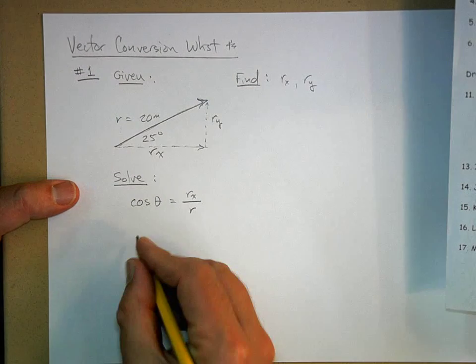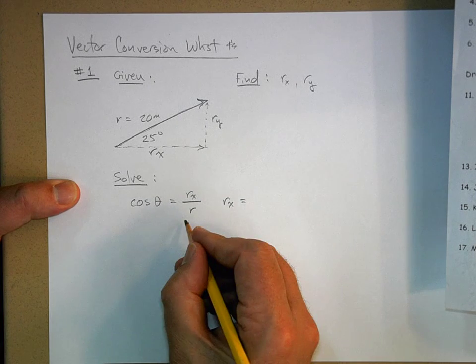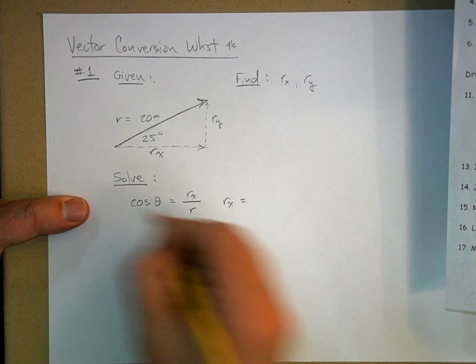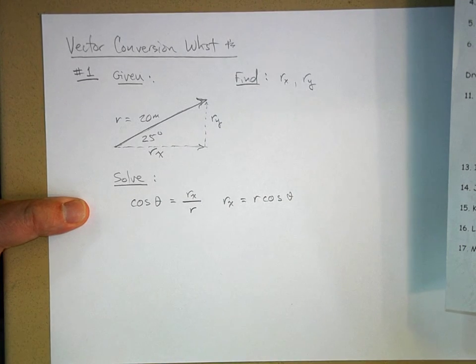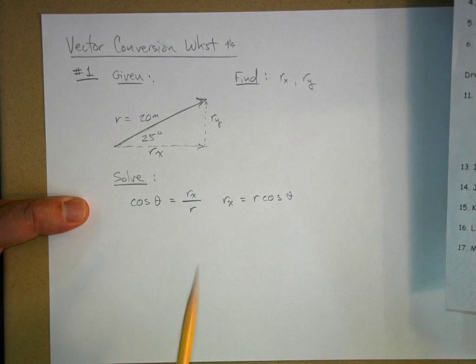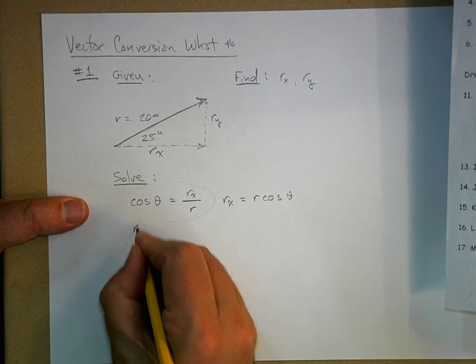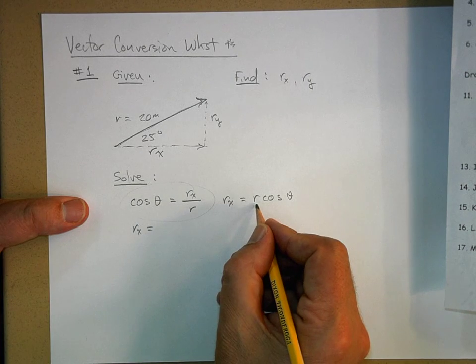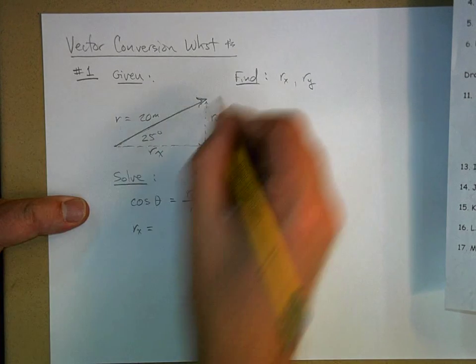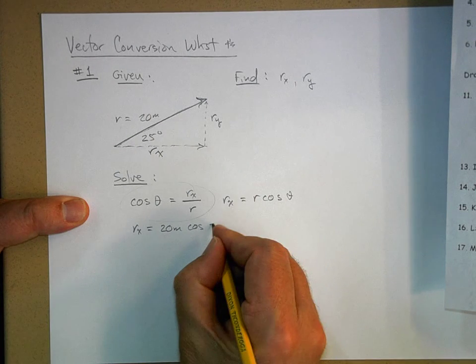Well, that means that R in the x is equal to, well, multiply both sides by R, and you get R cosine theta. And from now on, that's where I'm going to start. I'm not going to bother with the definition of cosine. I'm just going to go to this, just because it's a little less work. So R in the x direction is going to be equal to R, that's the 20 meters, times the cosine of the 25 degree angle.